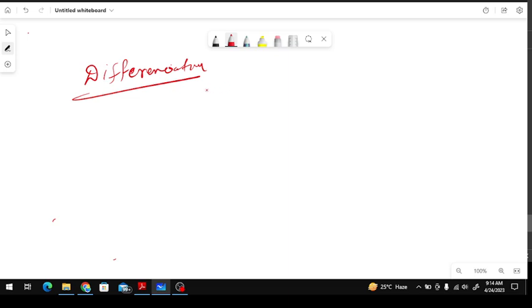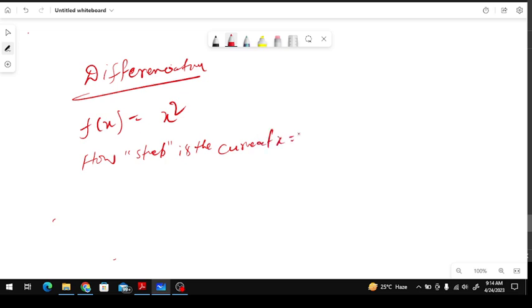You can also say derivatives. So first I am taking f(x), which I have already discussed in the previous video. It's a quadratic function. So let's see f(x) equal to x squared. The first question is, how steep is the curve at x equal to 2?